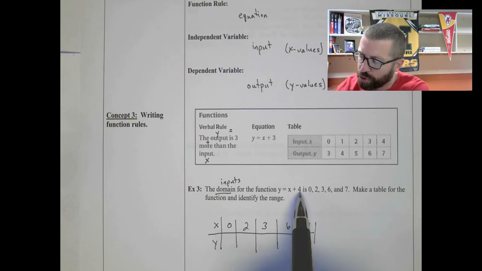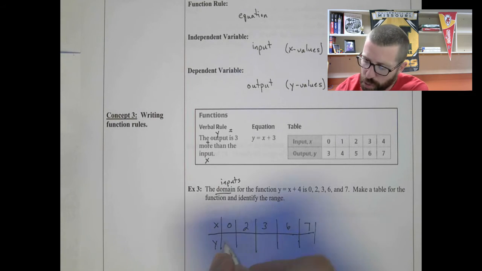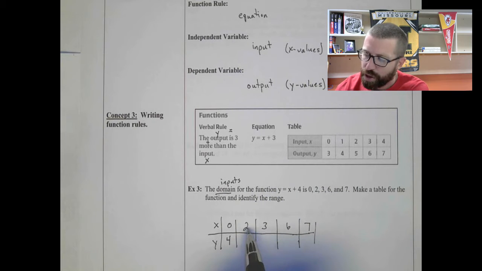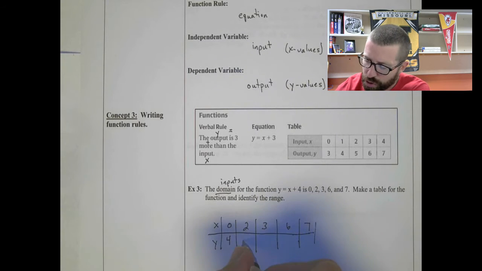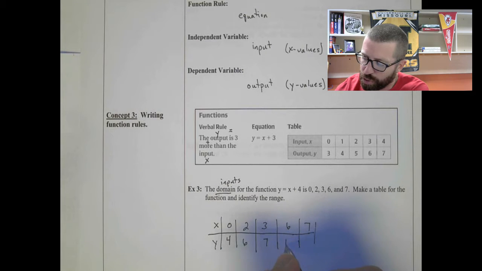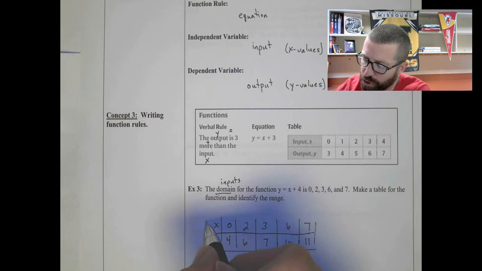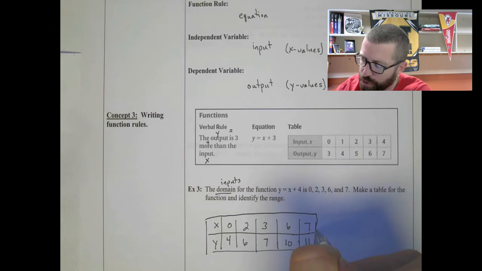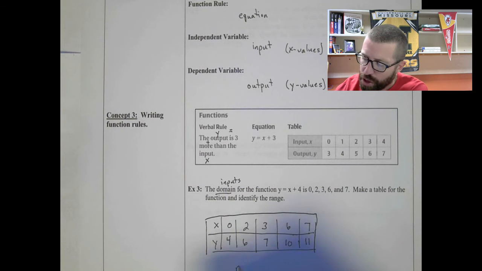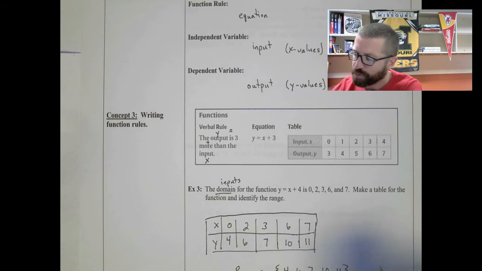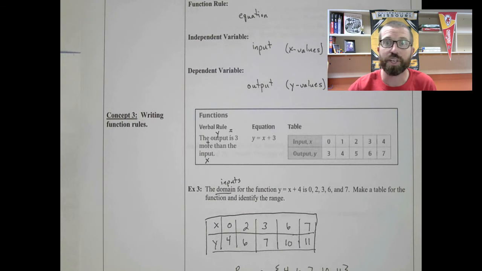And we're going to do x plus 4. So I'm going to take the x, 0, and add 4 and get 4. Here I'll take 2 and add 4. So that's 6. 3 plus 4 is 7. 6 plus 4 is 10. And then 7 plus 4 is 11. Try to box in our table a little bit, make it look a little neater. So there's our table. And then our range, we'll go ahead and write it down just to make sure it's clear. But our range is just the y values or the outputs. So 4, 6, 7, 10, and 11 is the range.